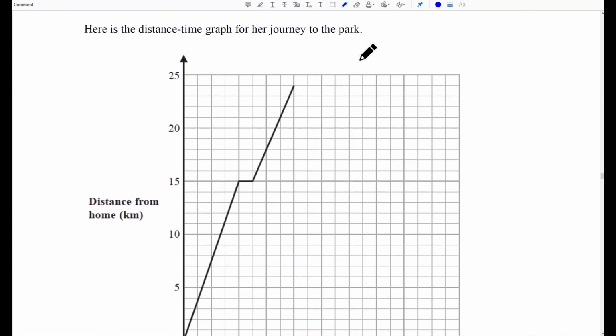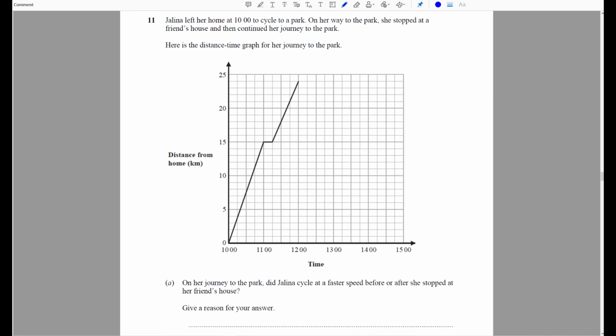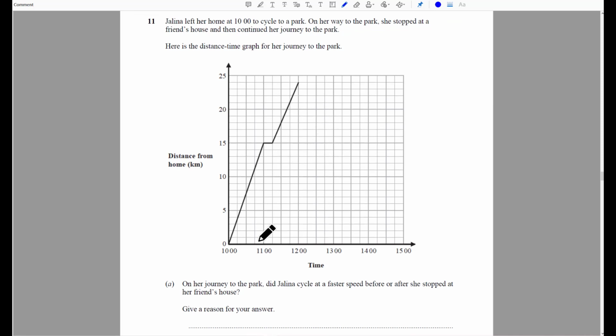Ooh, let's see, distance time graph. These are actually very easy depending on the wording. So let's look at this question. On a journey to the park, so this is a cycle to the park here. Oh no, she's not at the park. She stopped at her friend's here and then completed the journey to the park.